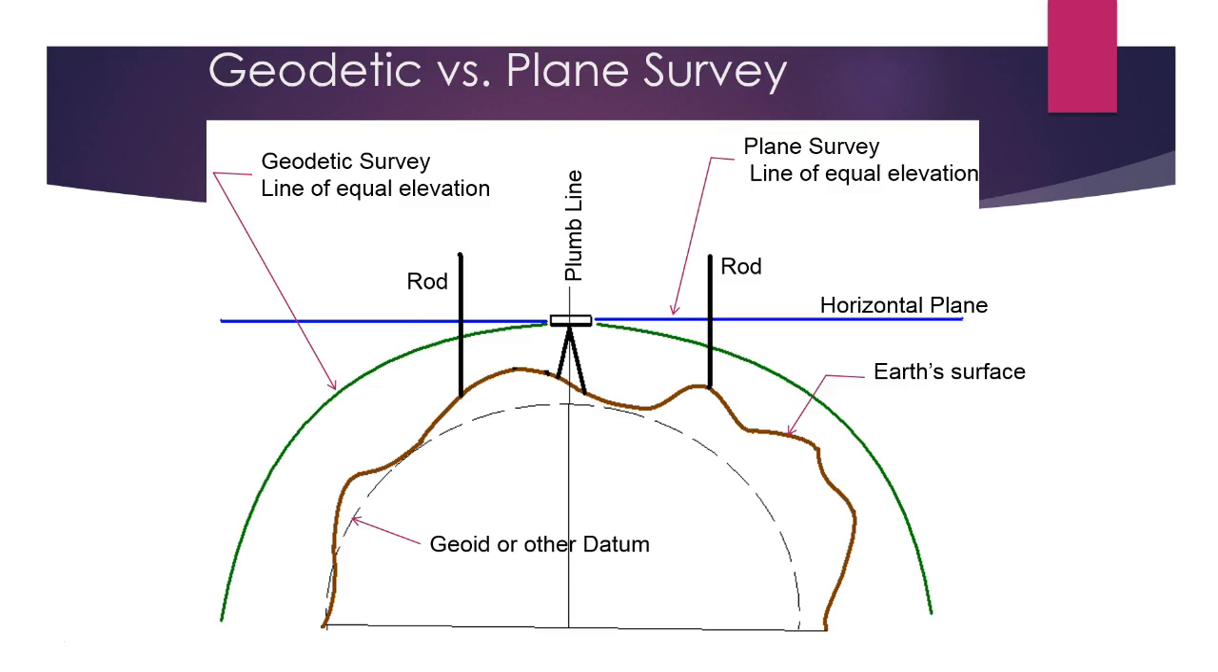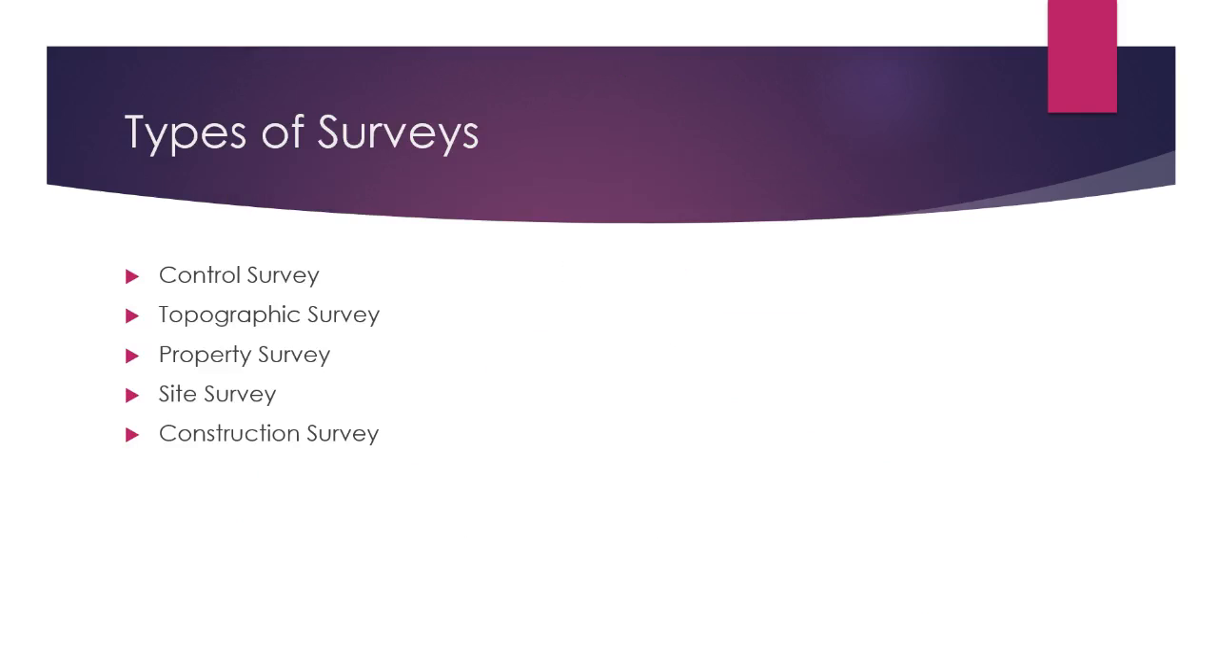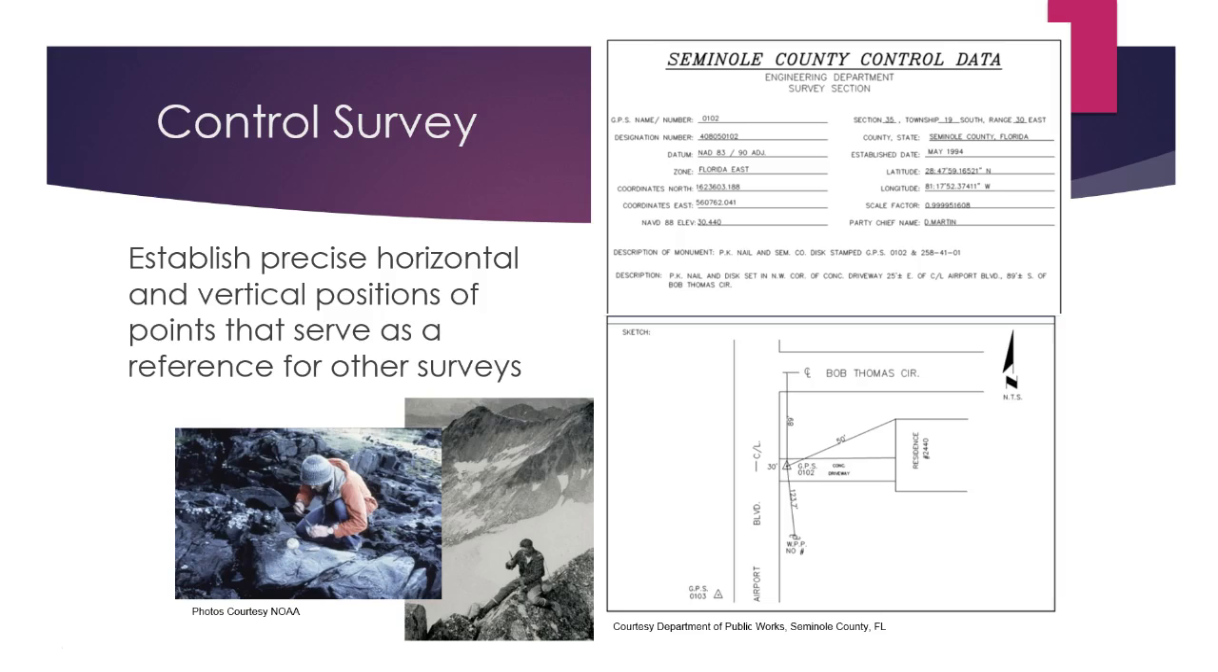So like I said, most of what we do in this class is plane surveying. There are different types of surveys, and we'll go through each one of those. Here's a control survey. This might be something to set those precise horizontal and vertical positions that serve as reference points for other surveys.